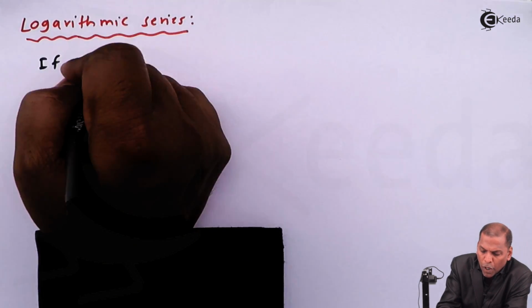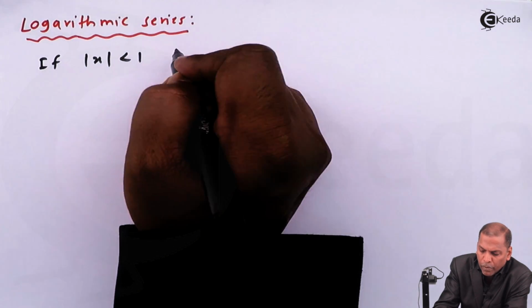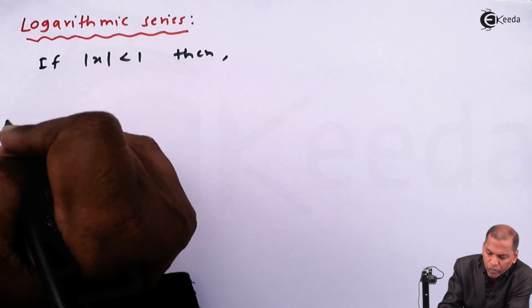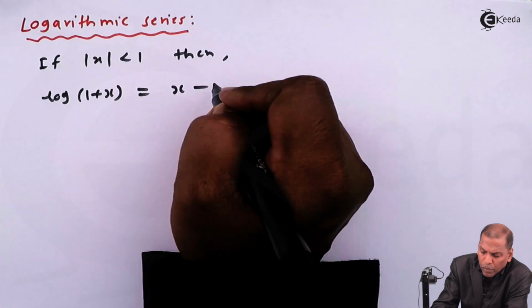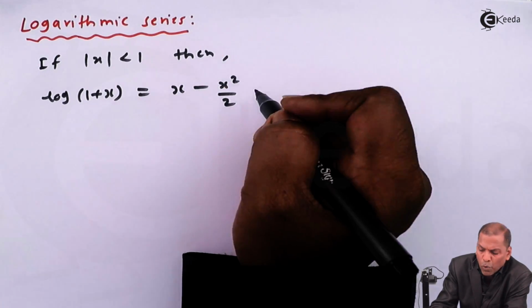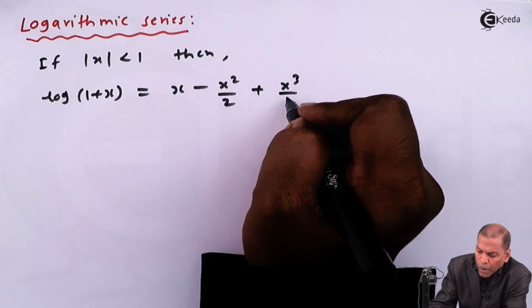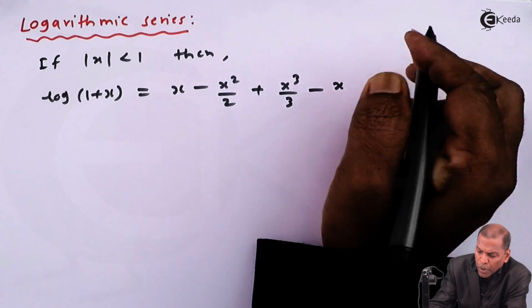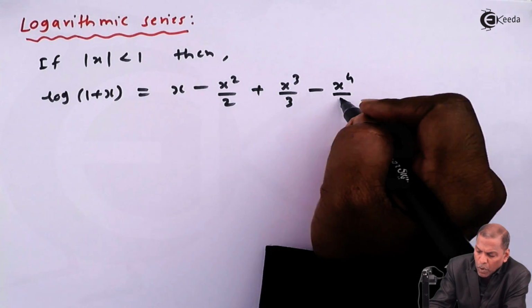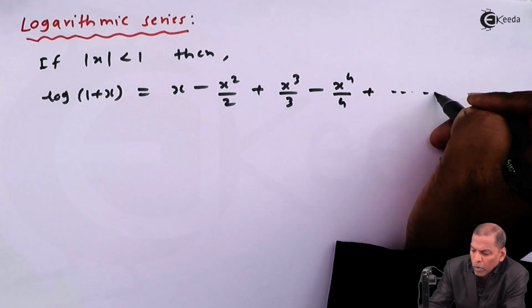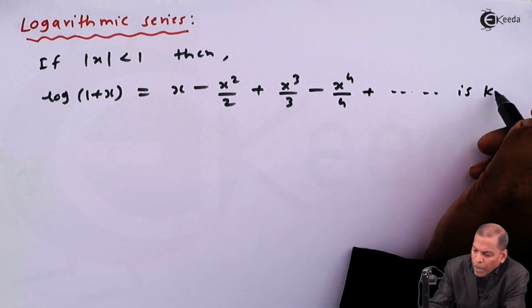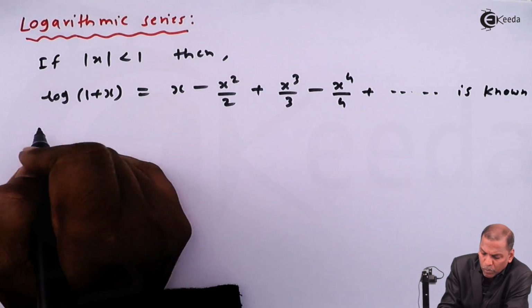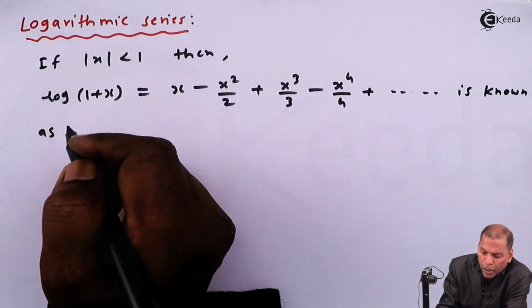If modulus of x is less than 1, then log of 1 plus x is equal to x minus x square upon 2 plus x cube upon 3 minus x raised to 4 upon 4 and so on. This type of series is known as logarithmic series.